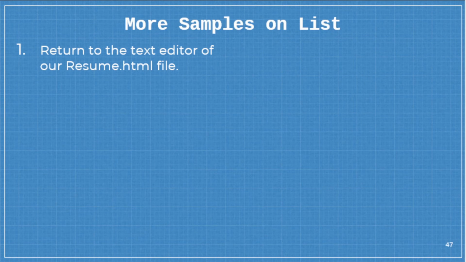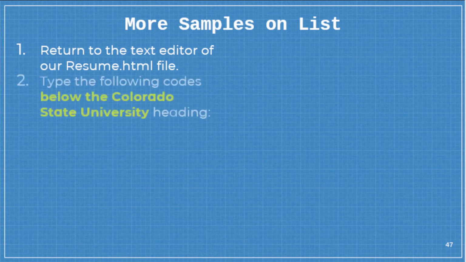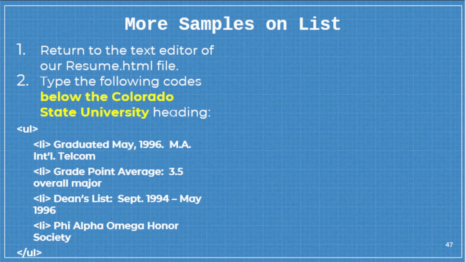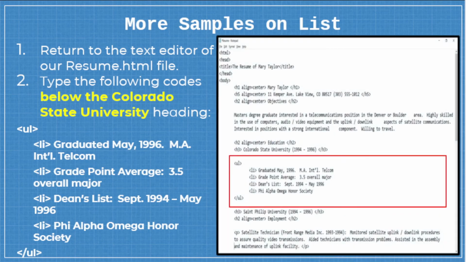Okay, let's add some more. Are you still okay? I hope you're still okay. So let's add some more. Return to your text editor and then type the following codes below the Colorado State University heading. Alright, it's a UL. Okay, so it's actually above. It's above your paragraphs, above your employment, right? Look for Colorado State University on your notepad, this one here, H3 Colorado State, and then type this code.